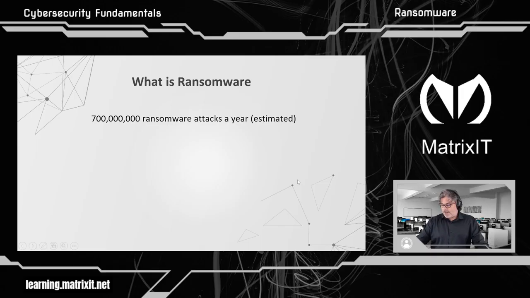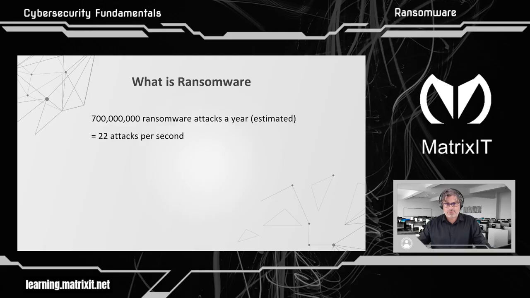So ransomware, if we're looking at numbers, this is the latest estimate. It's very hard to come up with a number, so this is the number that has been stated. The number of ransomware attacks a year is 700 million per year, which comes to about 22 attacks per second. So it's very important that we pay attention to what we're clicking on.